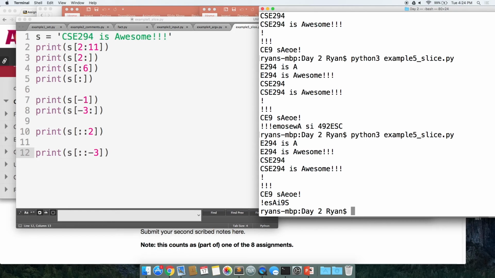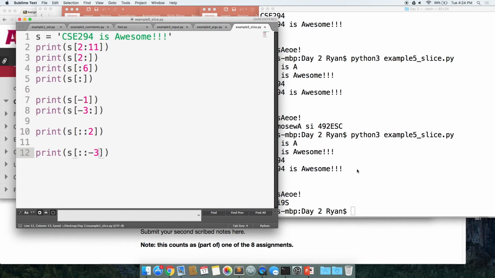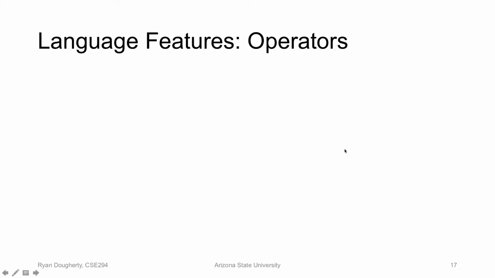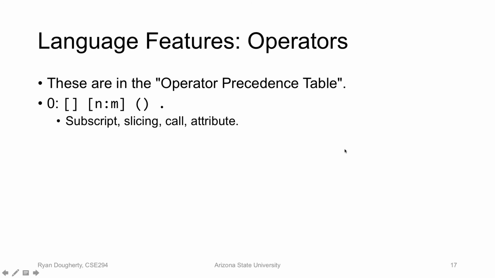Obviously, I'll provide all this source code, so you can play with this as much as you want. Cool. Let's go back. So we have subscript, which is the brackets, slicing as we just did, function call, and then an attribute lookup.